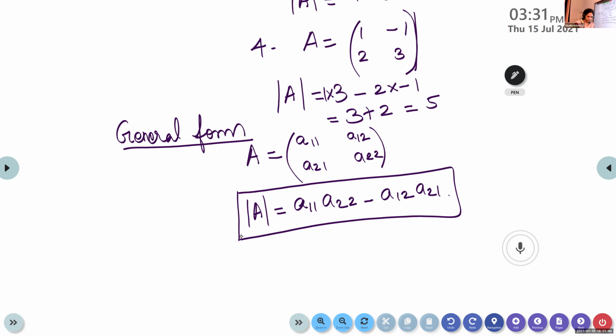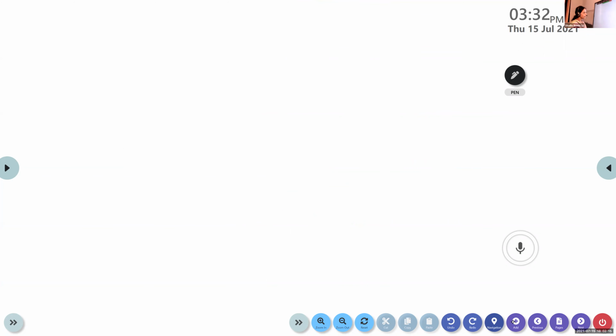So we have learned how to find the determinant for a 2 by 2 matrix. Next thing we are going to learn is for a 3 by 3 matrix. Write the heading: Determinant of a square matrix of order 3.